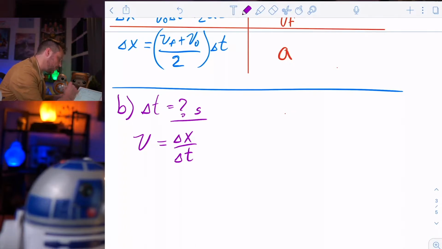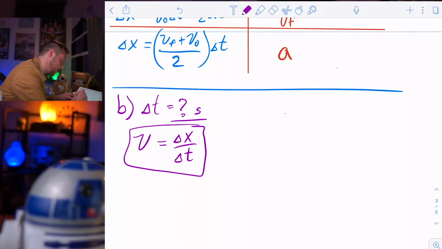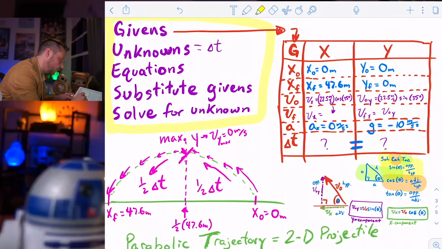So we can use this equation here, and we don't have to even worry about picking any of the kinematics equations. Why? Because we already have this information. So where is this information? Let's go look at our givens table. We have displacement, 47.6 meters forward.